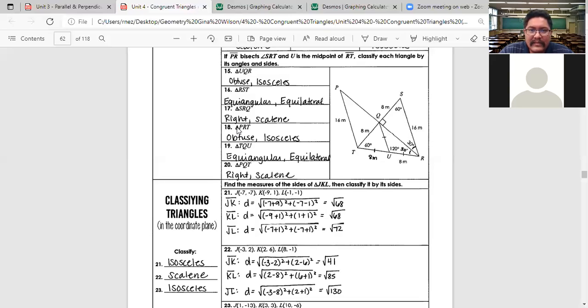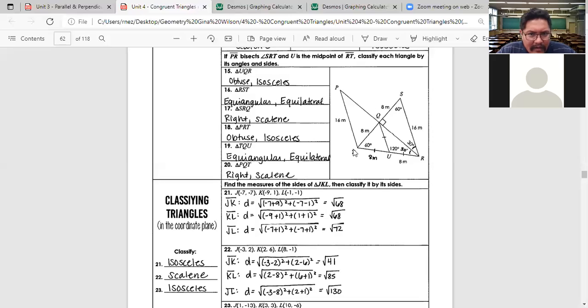So this next one would be PRT. So start from P, go to R, and then T. So we're talking about this big old triangle here. So let's look at the angles of this triangle. So we have 30 here. We don't know what this is, but we also know that this is going to be 60 degrees.